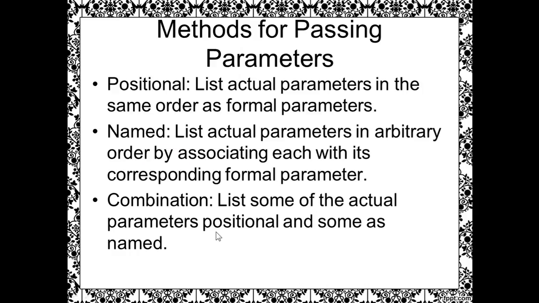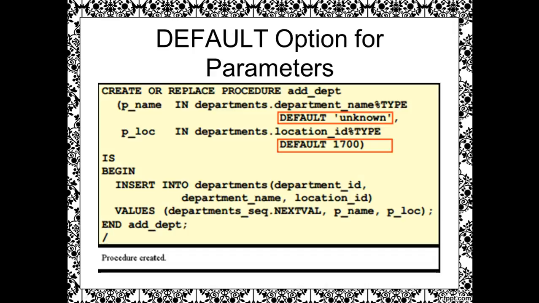Methods for passing parameters. Positional: list actual parameters in the same order as the formal parameters. Named: list actual parameters in arbitrary order by associating each with its corresponding formal parameter. Combination: list some of the actual parameters as positional and some as named.